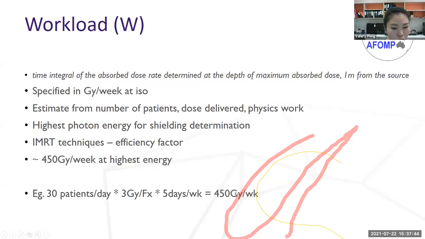So this workload will be based on your machine workload, like how many patients and physics work. And if you're not able to estimate this number, then NCRP recommends that the machine-specific workload be calculated. But if there's no available data to do that, then a conservative 500 gray per week can be used.